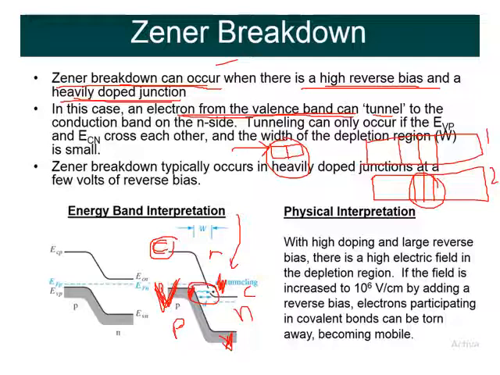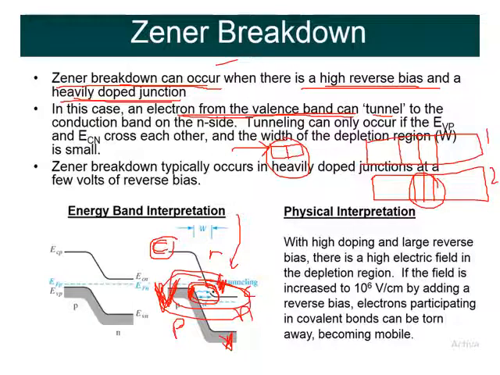This movement you can visualize. The electron is just traveling from the valence band to the conduction band. Why is it traveling in this way? Because the energy level is matching, right? The energy level is matching, and this type of movement of the electron is called tunneling, right?